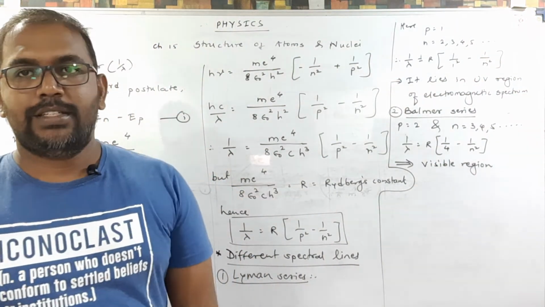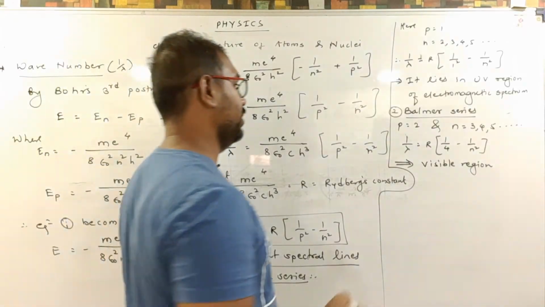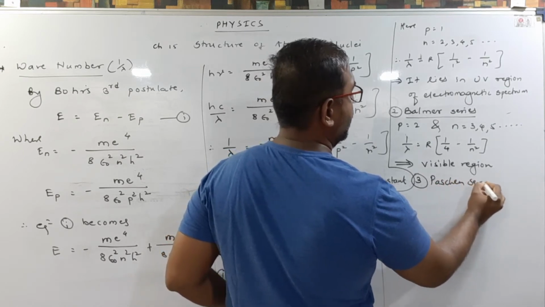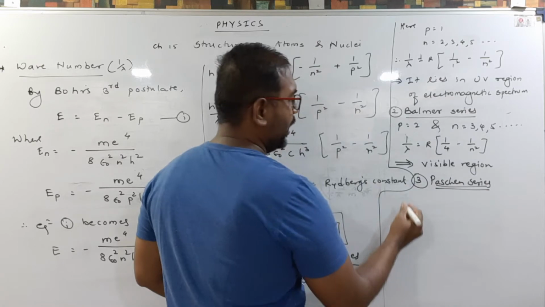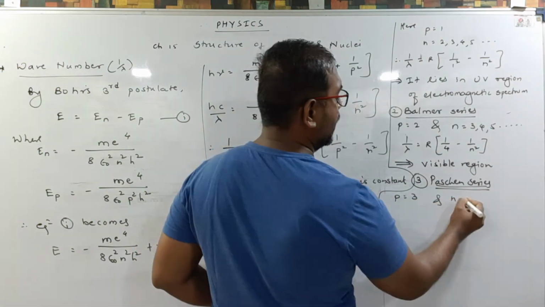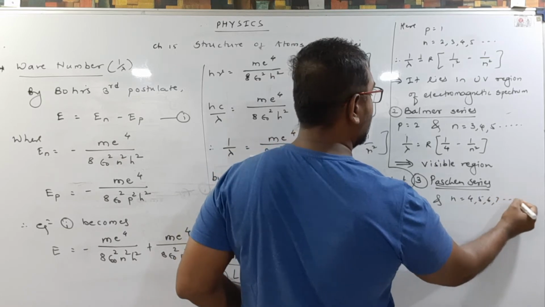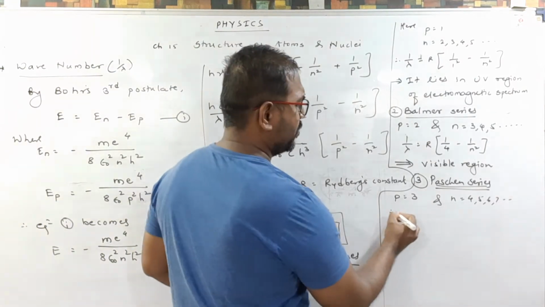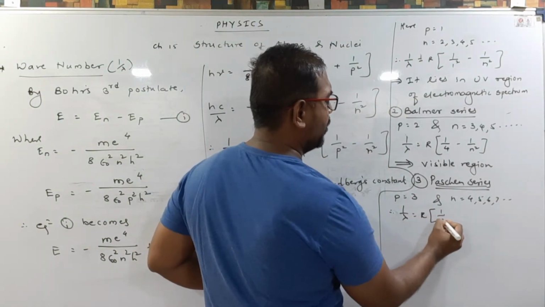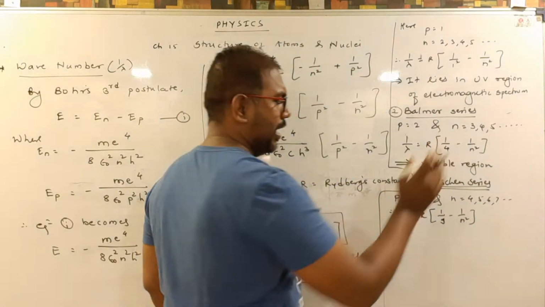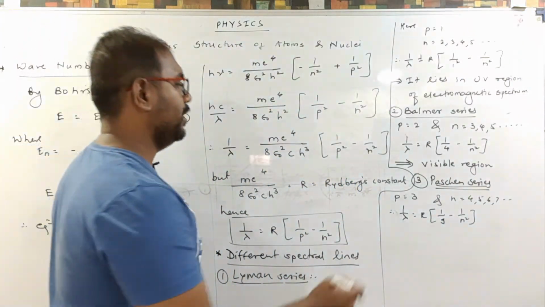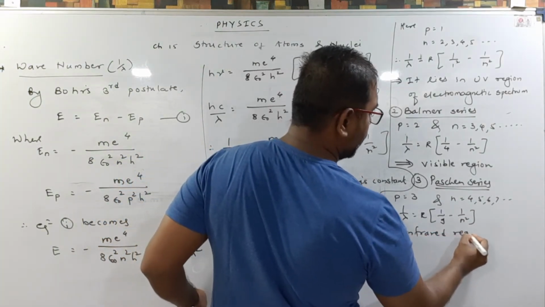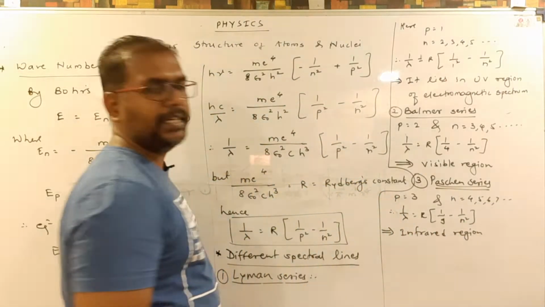Lyman, Balmer, then after that Paschen. The third one is the Paschen series. Now here p is 3 and n is 4, 5, 6, 7 and so on. Using the same formula, 1 by lambda is equal to R, 1 by p square, means 1 by 9 minus 1 by n square. After substituting the values of n, it comes in the infrared region of the electromagnetic spectrum.